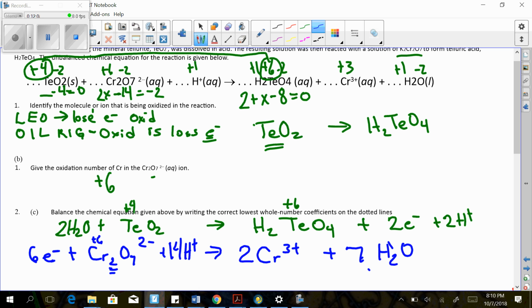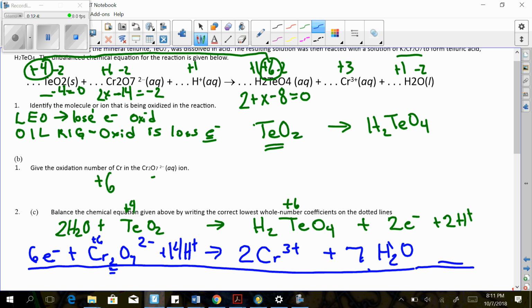Okay, now let me double check my charges. So on this side, I have 6 electrons, which is a -6, plus 1 dichromate ion, which has a -2 charge. So far I'm at -8 plus 14 positive charges. So I'm a +6 total on this side. On this side I have 2 plus 3, so I'm also a +6. So my elements balance and my charges balance. So now I'm ready to add the 2 half reactions to write the balanced chemical equation.